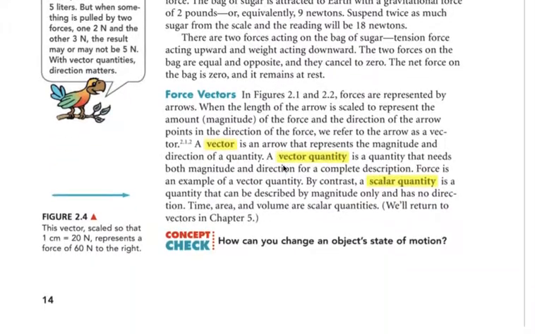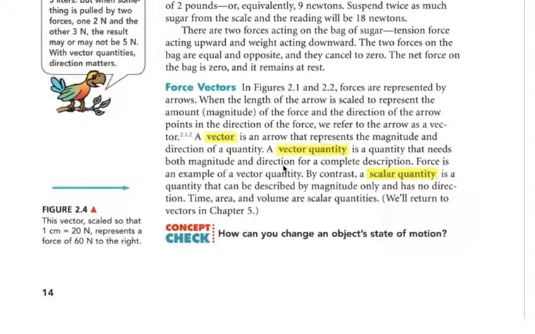Force vectors. In Figures 2.1 and 2.2, forces are represented by arrows. When the length of an arrow is scaled to represent the amount or magnitude of the force, and the direction of the arrow points in the direction of the force, we refer to the arrow as a vector. A vector is an arrow that represents the magnitude and direction of a quantity. A vector quantity is a quantity that needs both magnitude and direction for a complete description. Force is an example of a vector quantity.